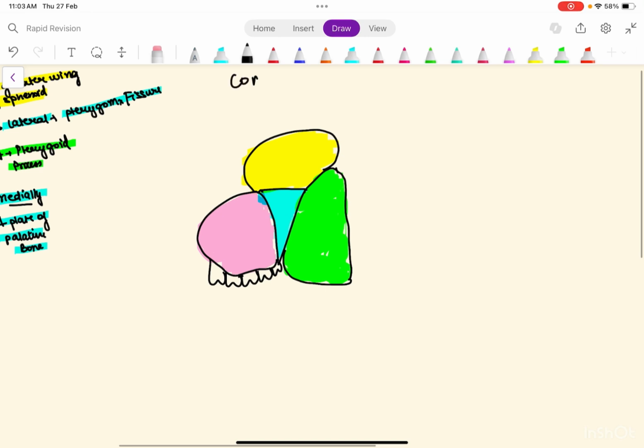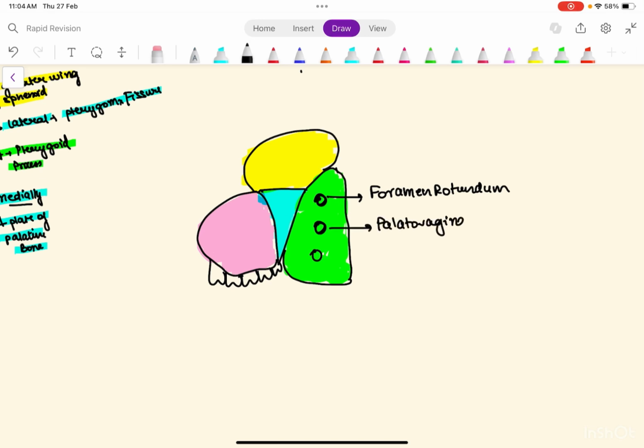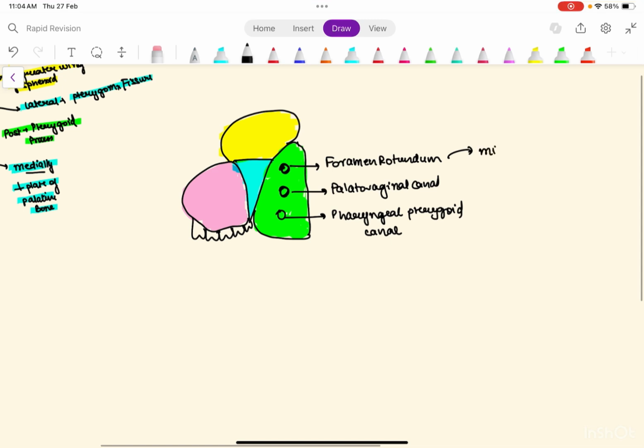Fine, now let's go through the communications. First of all, in this green part, that is the pterygoid process, we have three openings which you need to know by heart. First is foramen rotundum. Then we have the palatovaginal canal. Then we have the pharyngeal pterygoid canal. Now you should know the communications. Foramen rotundum communicates with the middle cranial fossa. Palatovaginal canal communicates with the pharynx. And the pterygoid canal communicates with the foramen lacerum and subsequently to the middle cranial fossa.